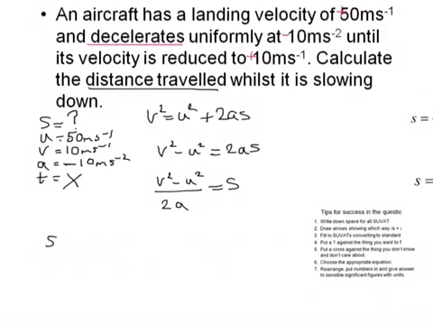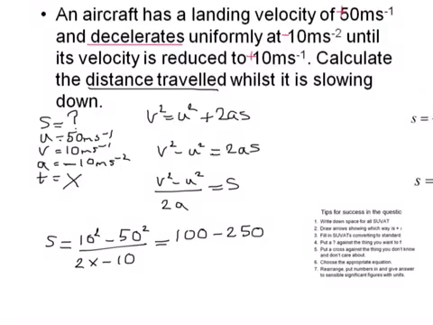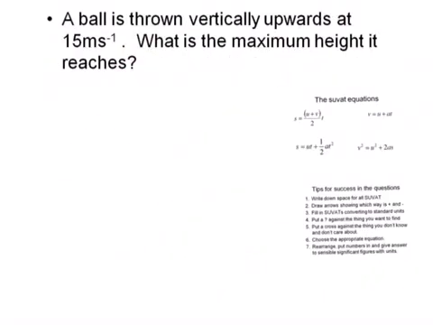So that will give me s equals, and my v squared will be 10 squared minus my u squared, which was 50 squared, divided by 2 times the acceleration, which will be 2 times minus 10, and that will give me 100 minus 2,500 divided by minus 20, and that will give me 120, and the last thing I need to do is put the units, meters.